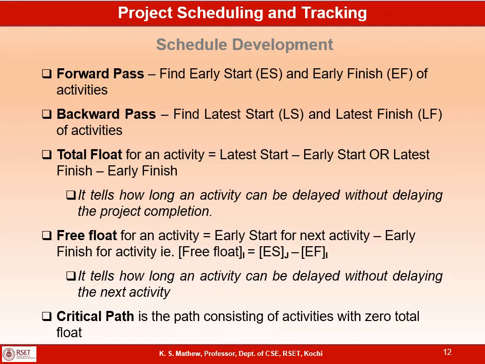The float of an activity indicates how long that activity can be delayed without delaying the project end date. So if an activity has 0 float, that indicates that the activity cannot be slipped even for a single day. If it slips by a single day, the project end date will also slip. Whereas if an activity has a float of, say, 3 days, that indicates even if that activity gets slipped by 3 days, the project end date will not get slipped. Project end date will remain the same as we decided in the beginning.